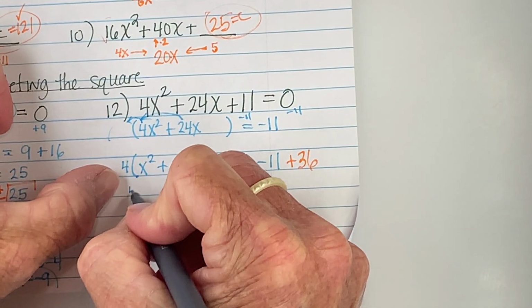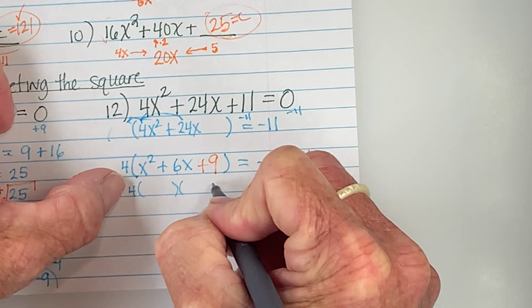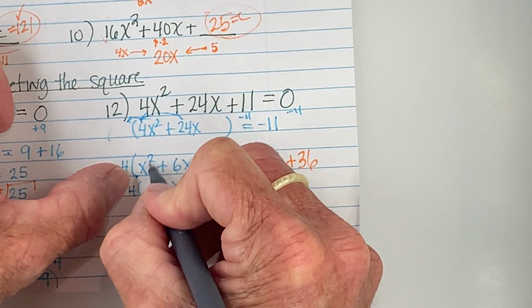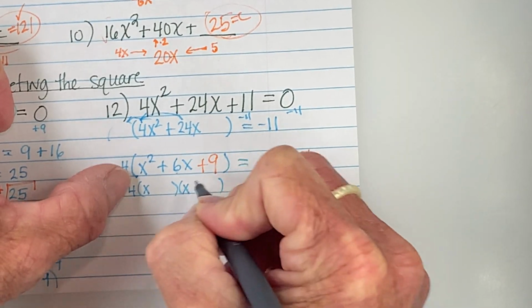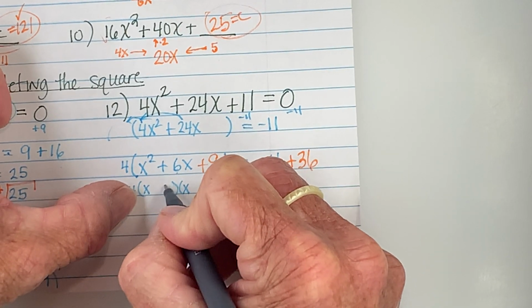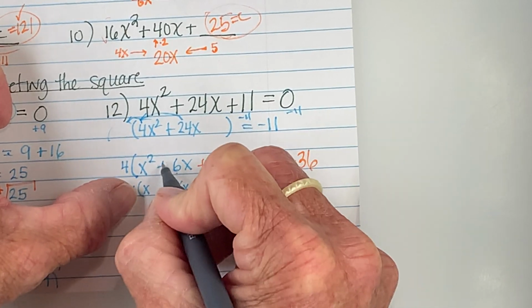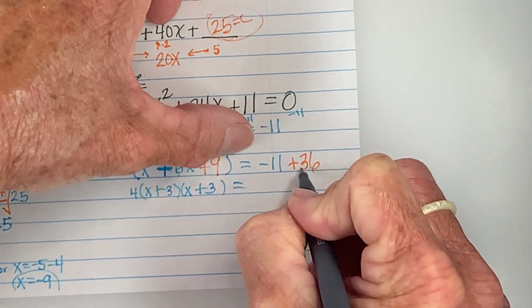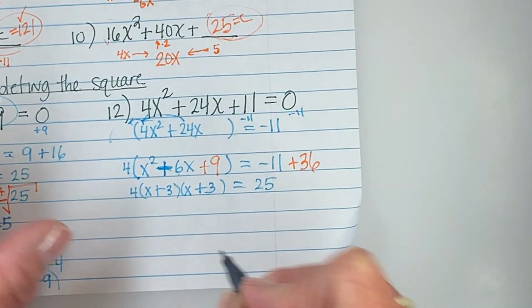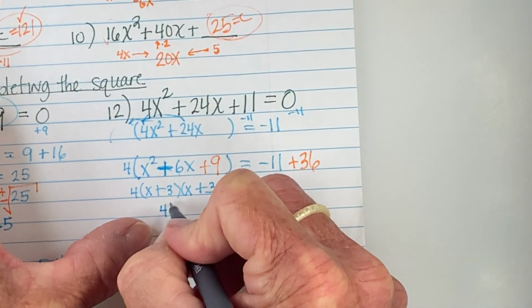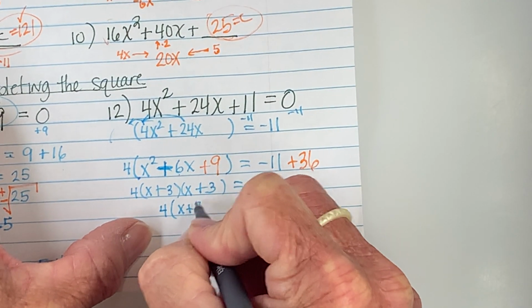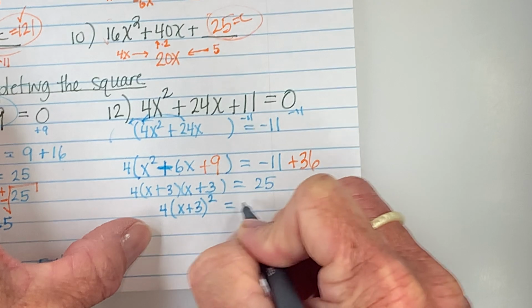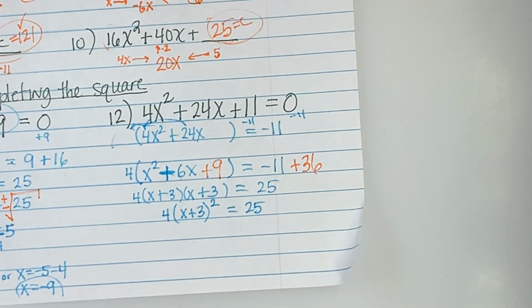All right, so we have 4 times, this is going to factor. What times itself gives us x squared? X times x. What times itself gives us 9? 3 times 3. And both of those need to be positive in order to get that positive 6x. And over here I get 25. Okay, so I have 4 times x plus 3 squared equals 25.